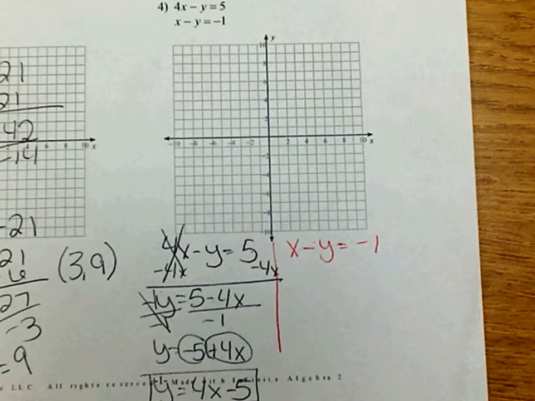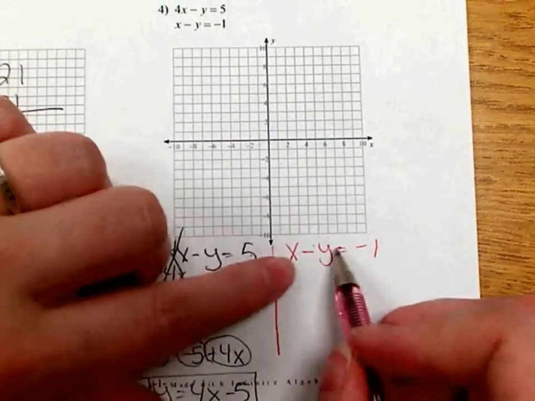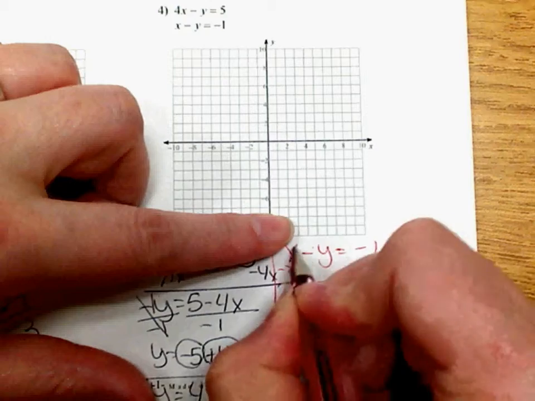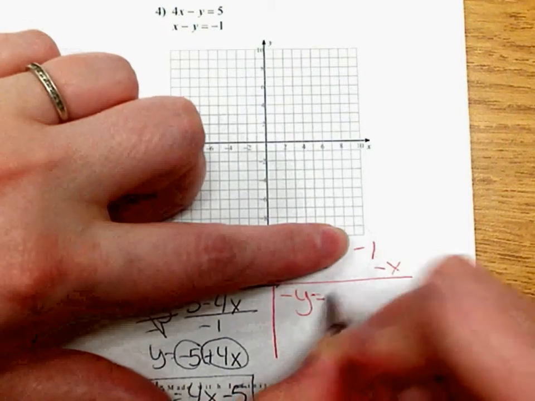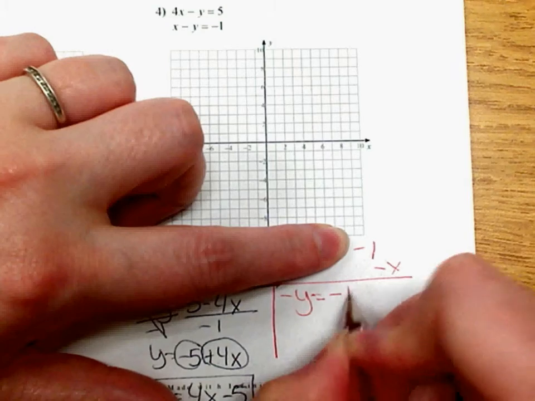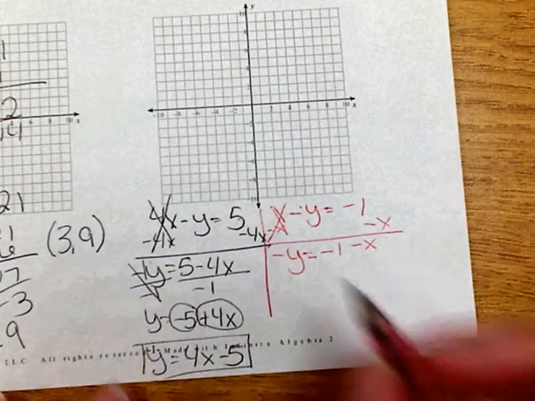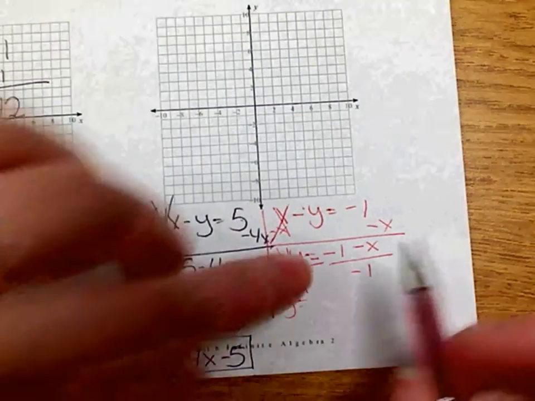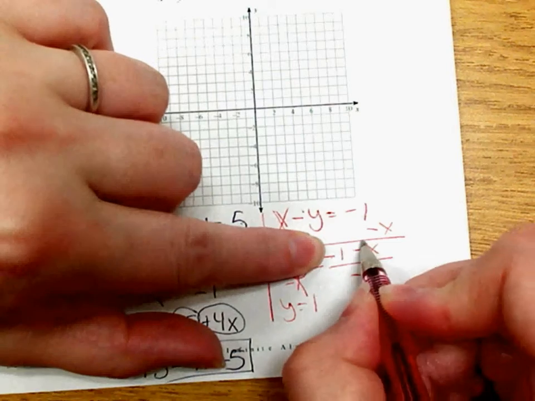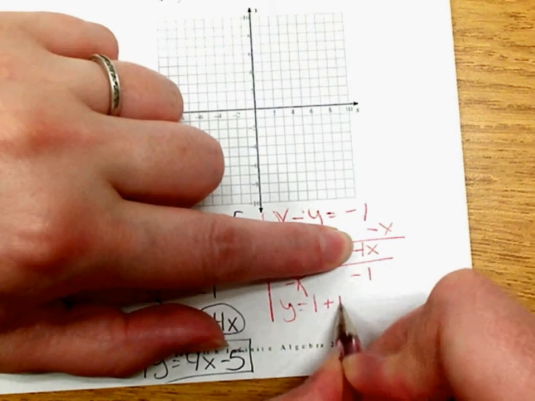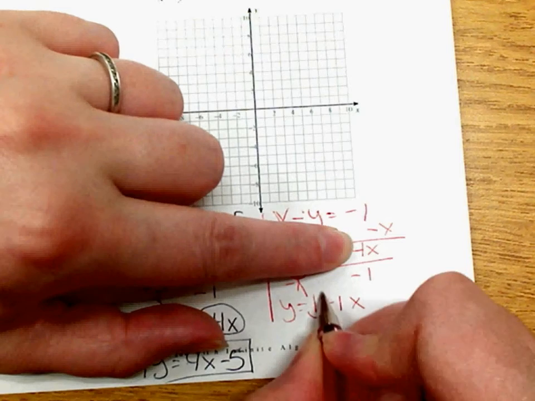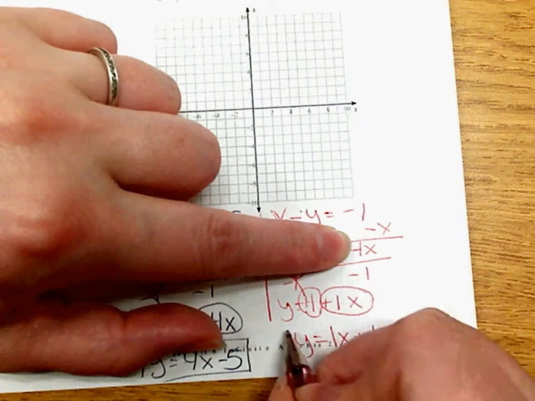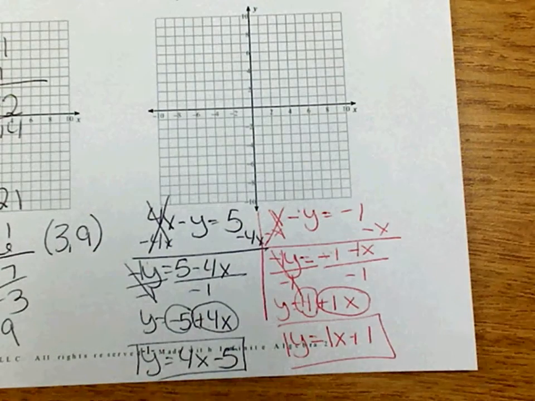And then right here, we would want to get the y by itself, so we're wanting to minus the x from both sides. We have negative y equals, and then we can't combine these because this is a constant and this is an x, so negative 1 minus x. Divide by negative 1 on both sides. We have y equals negative 1 divided by negative 1 is positive 1. Negative 1 divided by negative 1 is a positive 1x. So then I'm going to turn these around. This is a positive 1, that's a positive 1x. y equals 1x plus 1. Those are both of my equations.